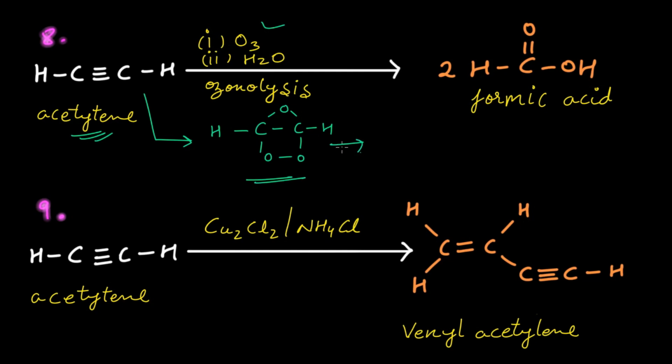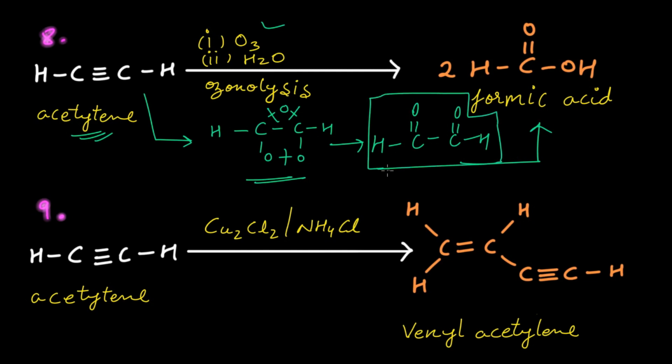Now after this, this bond will break, this bond will break, and this bond will break, and you will get the second compound, that is C double bond O H and C double bond O H. This is the second compound, glyoxal, and after this, when again hydrolyzed, you will get formic acid. So sometimes they will stop at this, right? So this is also the product of ozonolysis from acetylene, right? And you can take it up to formic acid, right? So these are the two products that you should remember, this one and the last one, formic acid.